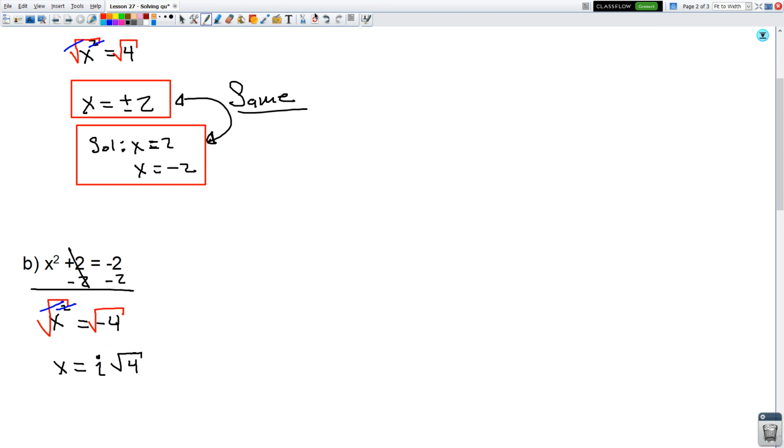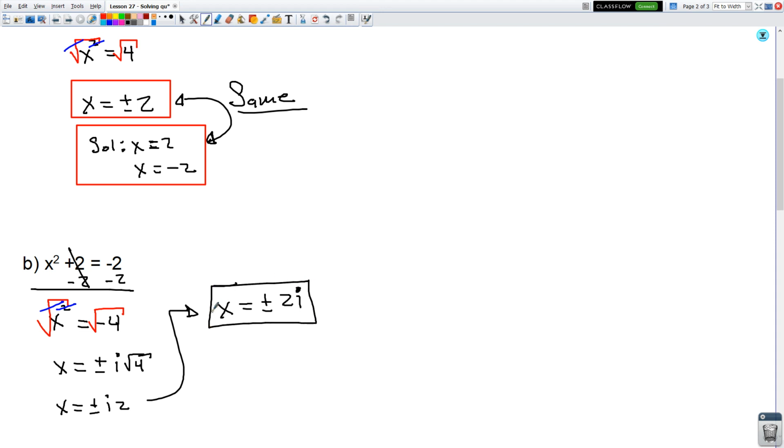Well, let me rewrite that. Plus or minus i square root of 4. Because again, if you're taking the square root of a negative, you can take the negative outside as an imaginary concept. And now, what is the square root of positive 4? Well, we know that is 2. So now this becomes x equals plus or minus i2, which just doesn't look fine. So we're going to rewrite this as plus or minus 2i.